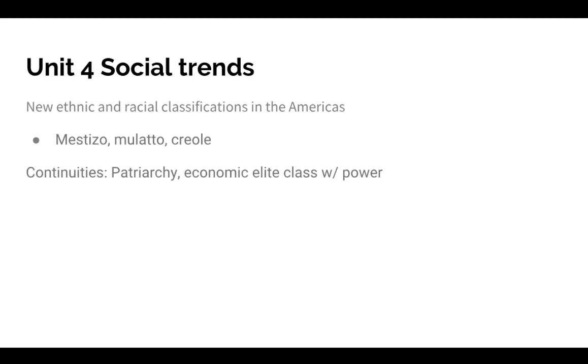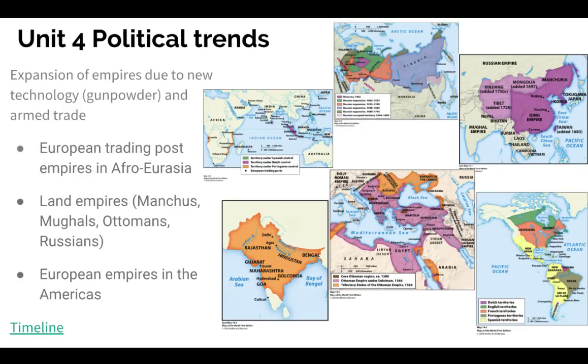Now for Unit 4, which covers roughly 1450 to 1750, the Columbian Exchange is going to happen during this time period, so we have a new social class that's based on ethnic nature, such as the mestizo, mulatto, and creole, and I have the same continuities for social classes. So empires expanded during this time period, and there's lots of examples on the screen here.